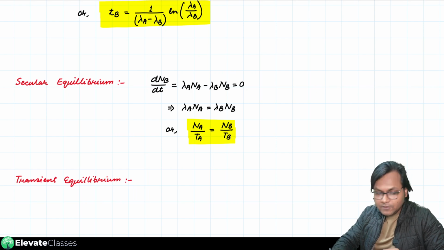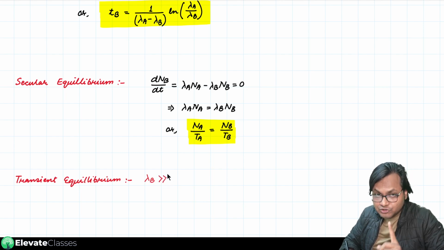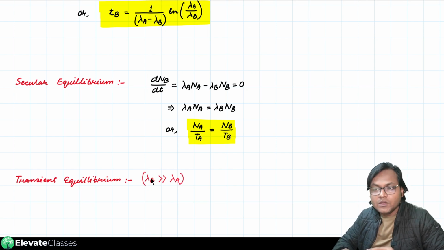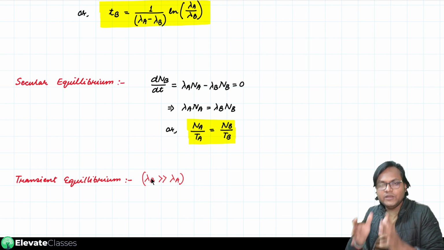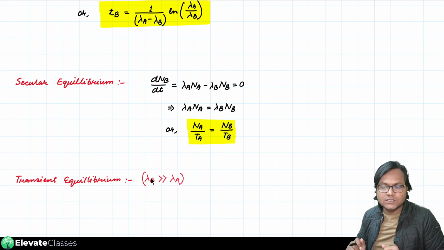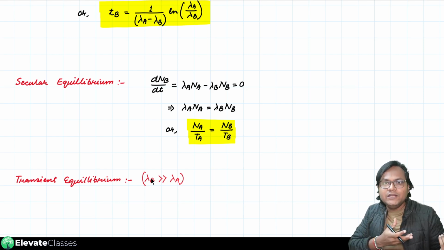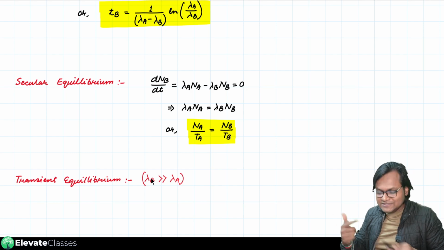So for example, if the decay constant of B is extremely large compared to the decay constant of A, what happens then? You see, B cannot decay unless it is being formed, right? For the intermediate daughter nuclei to decay further, it has to be formed in the first place. So what if the original parent nuclei is decaying very slowly, but the intermediate daughter nuclei decays very fast? What happens in that case?